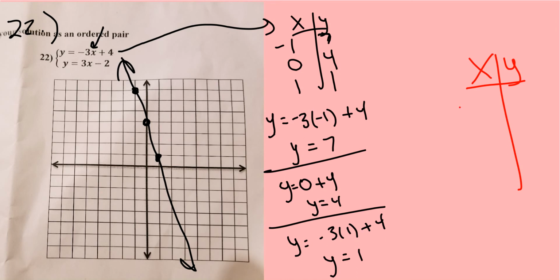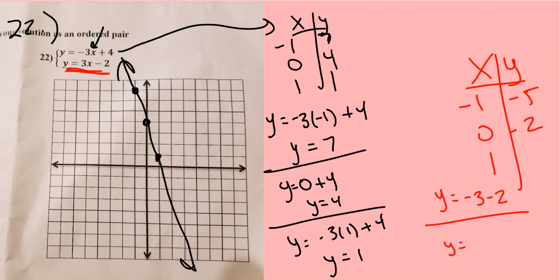Now I'm going to do the same thing. I'm going to pick negative 1, 0, 1 this time. Put in the bottom equation. So I say y equals 3 times negative 1 is negative 3 minus 2, so I get negative 5. Plug in 0, I get negative 2. I plug in 1. I get y equals 3 times 1 minus 2, so I get 1.